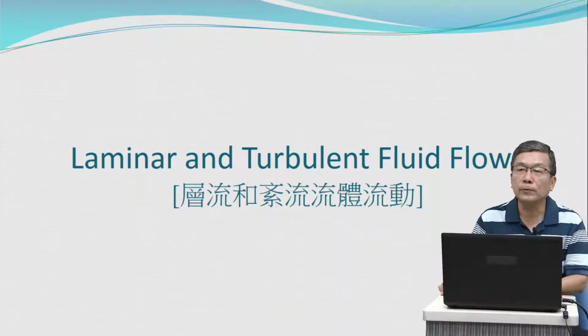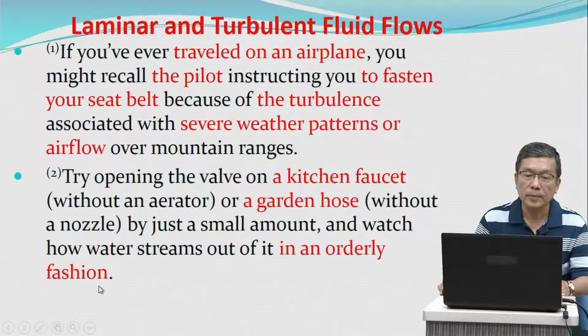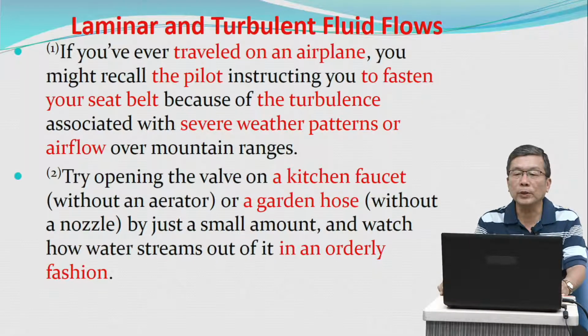Laminar and turbulent fluid flow. The keywords: to fasten your seat belt, severe weather patterns, a kitchen faucet, start to oscillate, break up, and become turbulent. Laminar. On the surface trailing edge, the irregular flow pattern becomes turbulent, with small eddies and whirlpools.